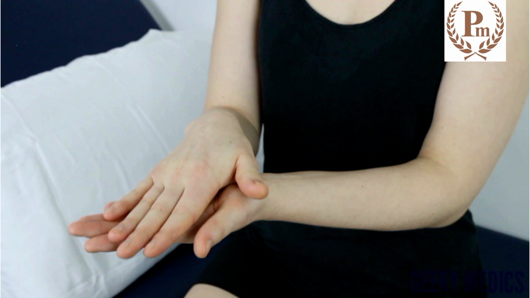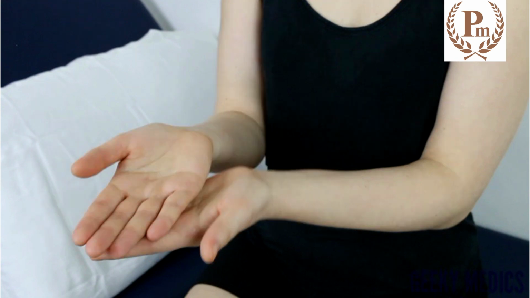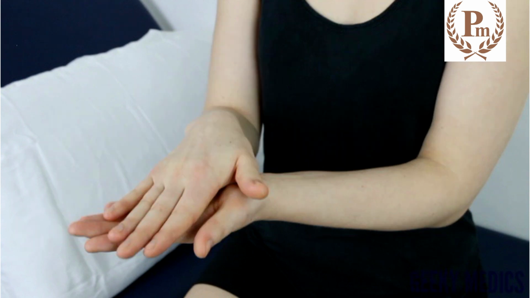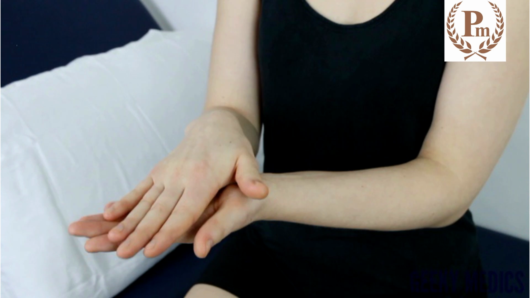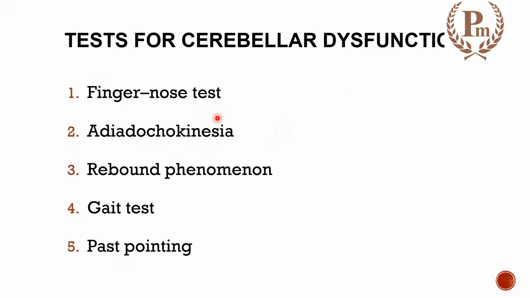The other, you're going to put the other palm on that. And what you do, you just put the other hand up and down. Just turn it. Do the rapid movement. So the cerebellum is involved in rapid movement, so a person with cerebellar dysfunction will be unable to do this rapid movement of the hand. Then there could be rebound phenomena.